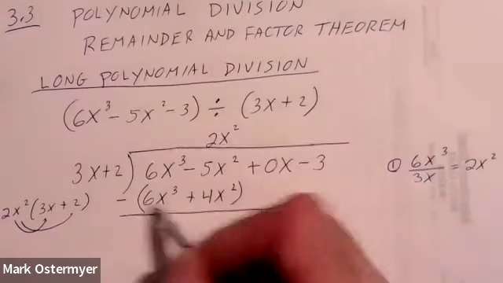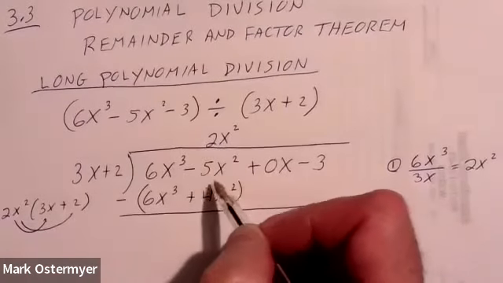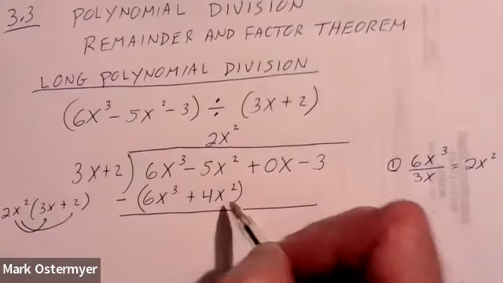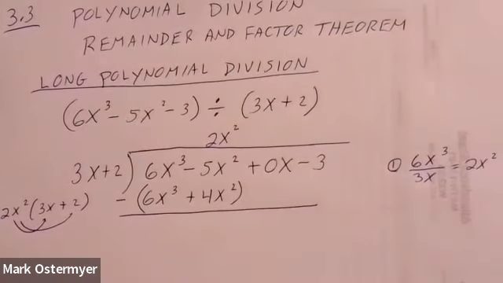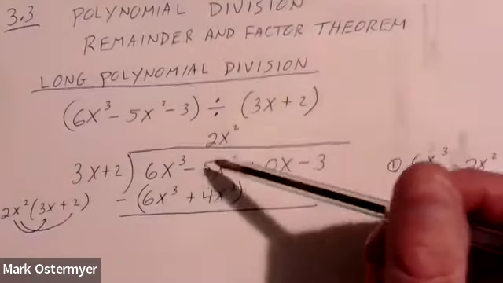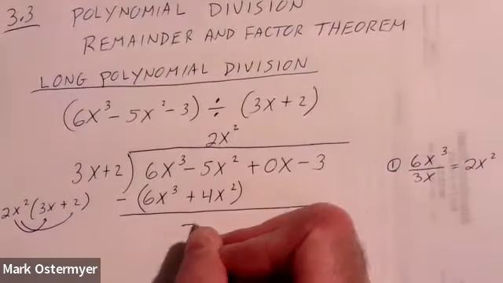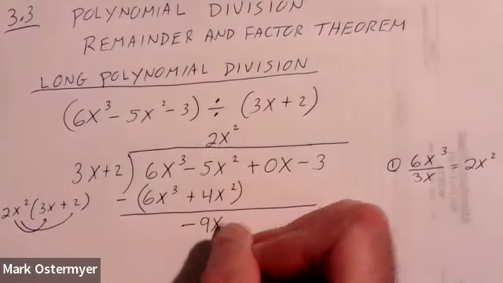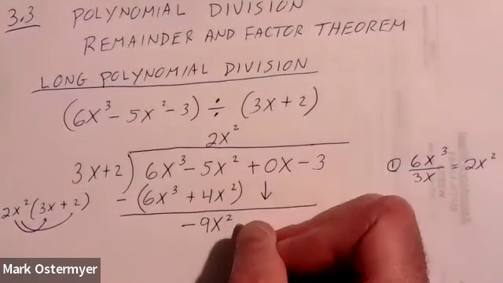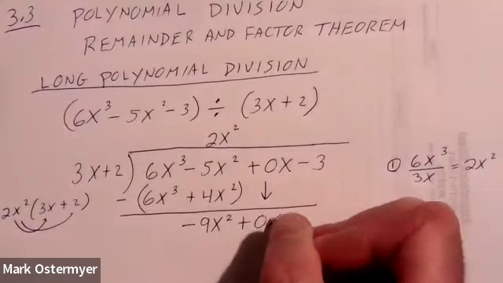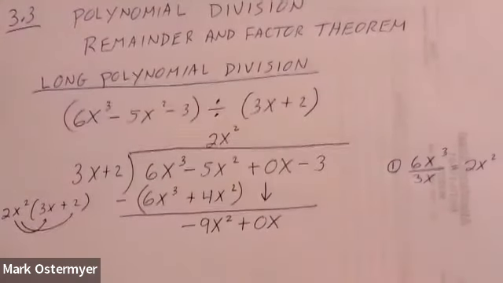6x cubed minus itself gives us 0. Negative 5x squared subtract 4x squared is going to give us what? You got to be careful of your signs here. This is negative 5 subtract 4. So it's going to give us a negative 9x squared. Drop down the next term as we set ourselves up for round 2 of division.